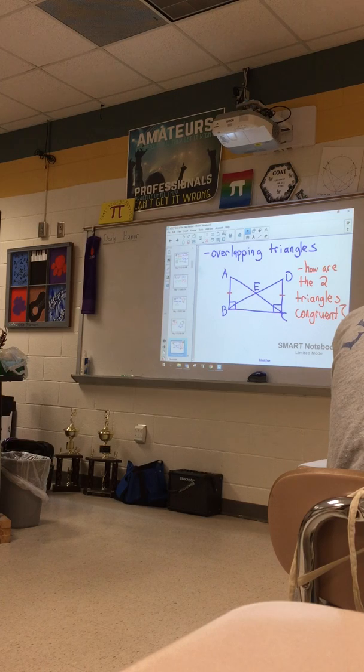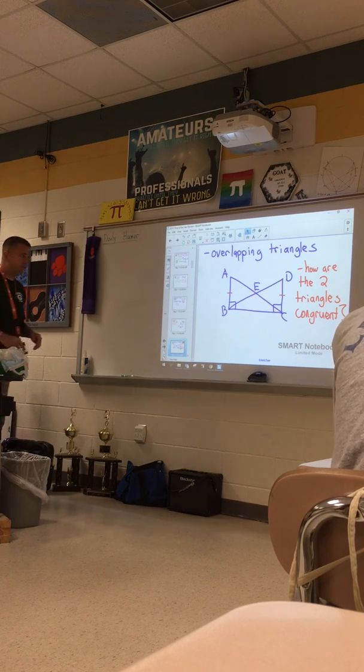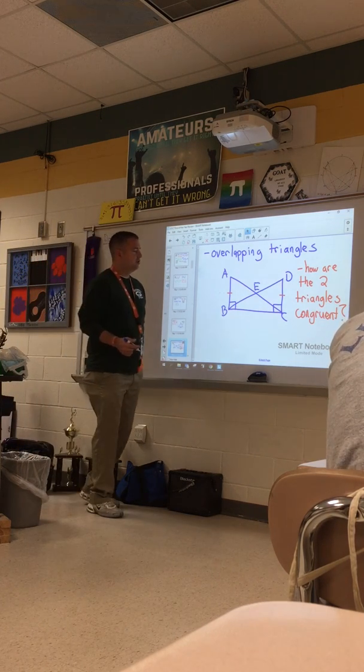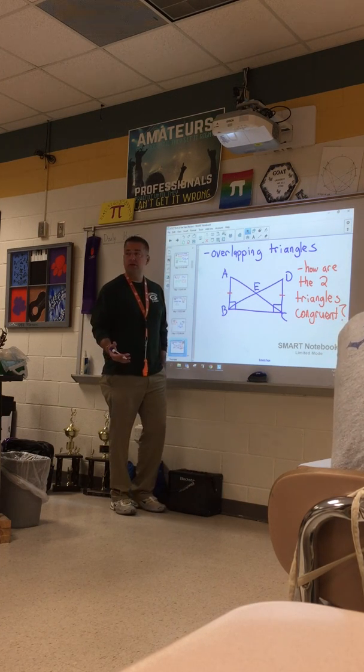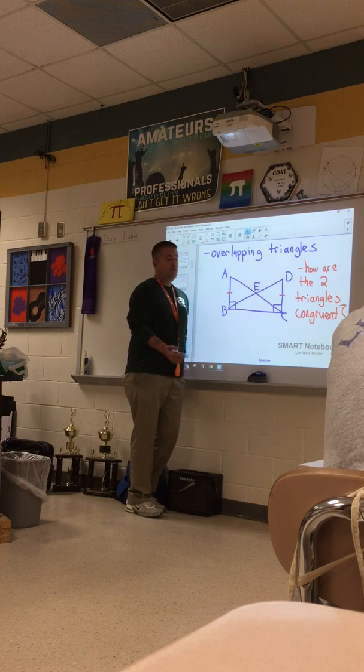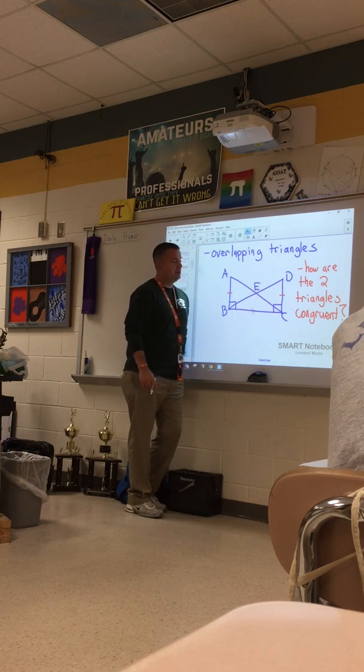When you have two triangles that are overlapping, something's going to be shared. How are these two triangles congruent? I got to ask myself, where can I add stuff to my diagram? Is there anything being shared here? What's being shared? BC is being shared, so I could put 2 ticks on that.